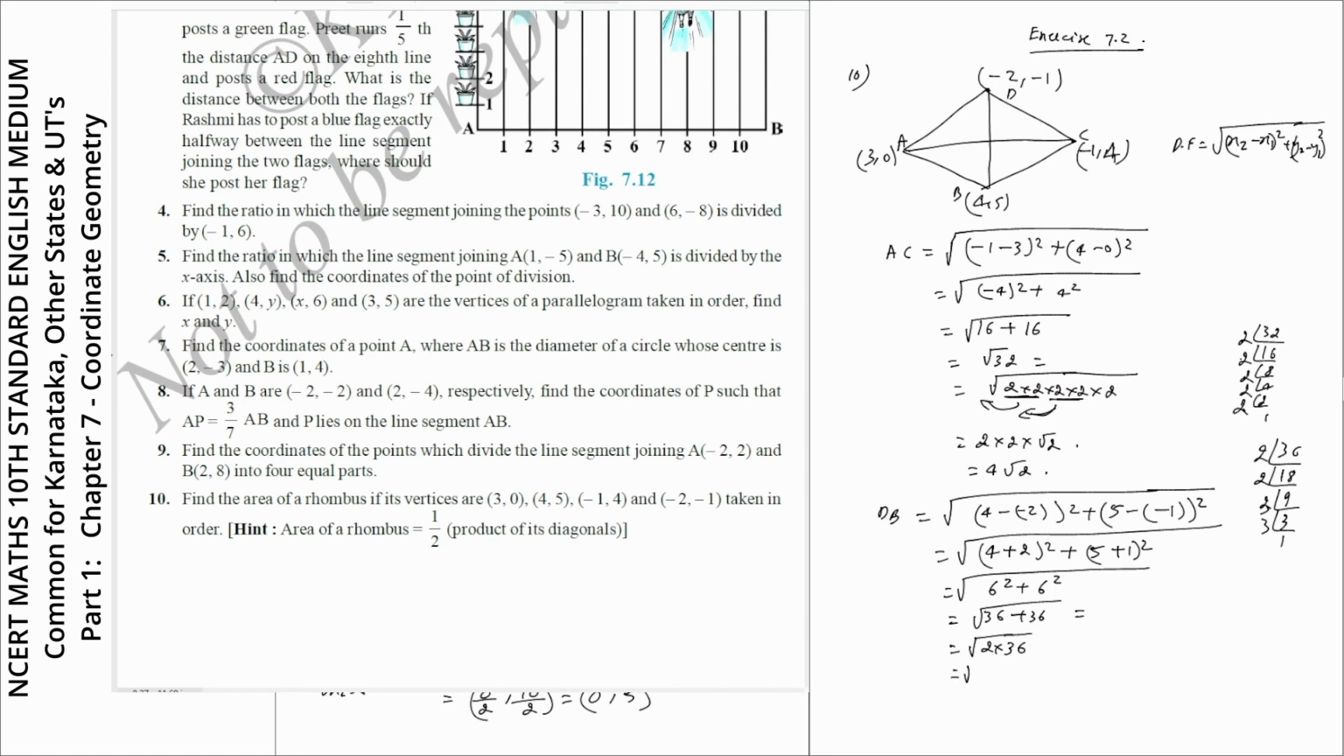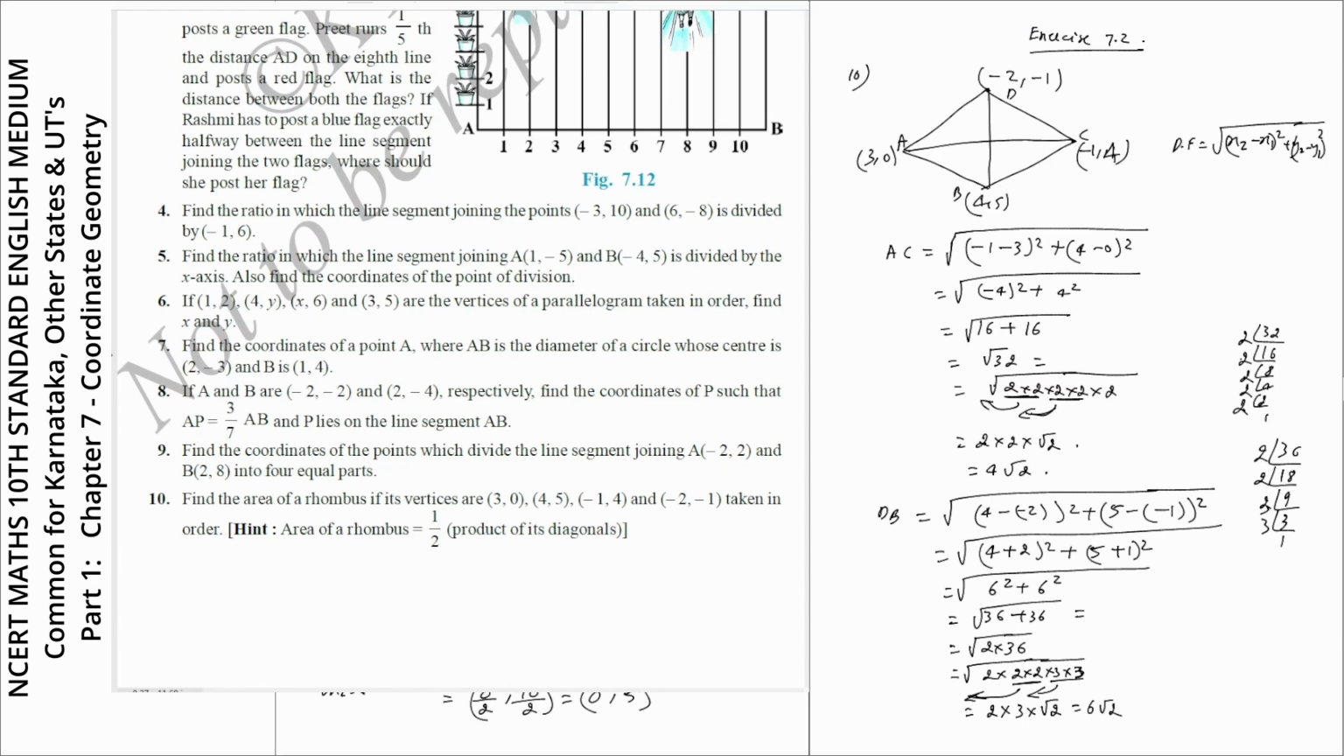So root of 2 as it is, 36 I can write as 2 into 2 into 3 into 3. So now I'll make group of 2. This 3 3, this 2 2. I'll take this one outside. So I'll be left with 1 2 from here and 1 3 from here. 2 into 3 into root 2 will be left as it is. So 2 3s are 6. So BD is 6 root 2.